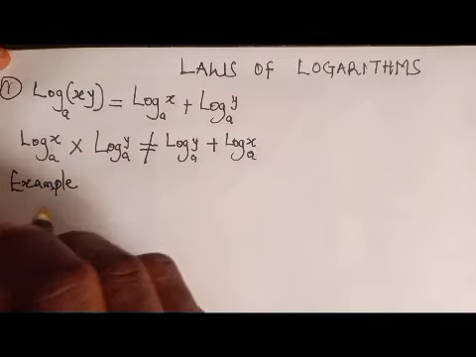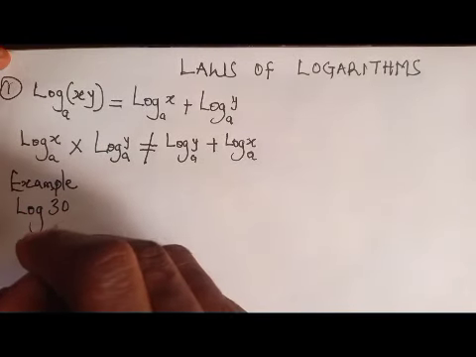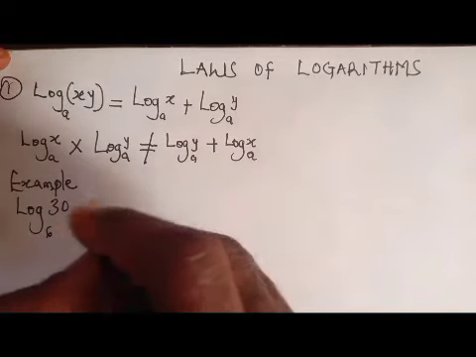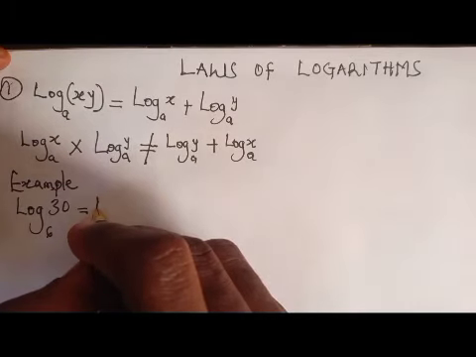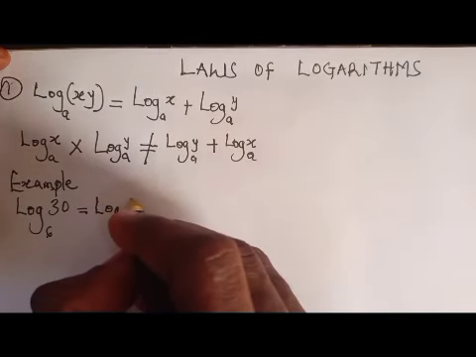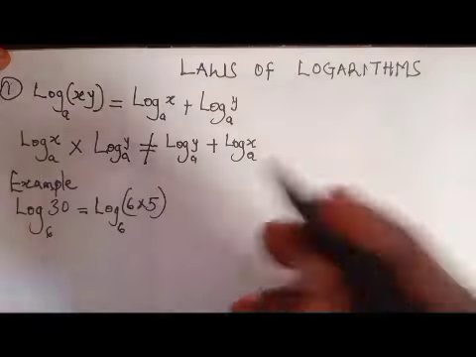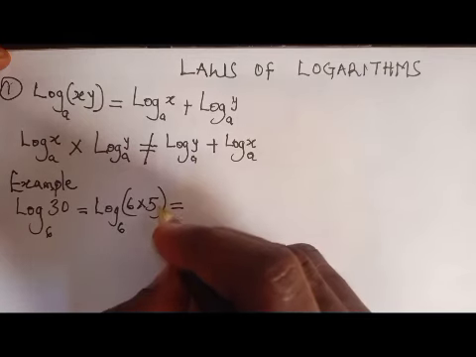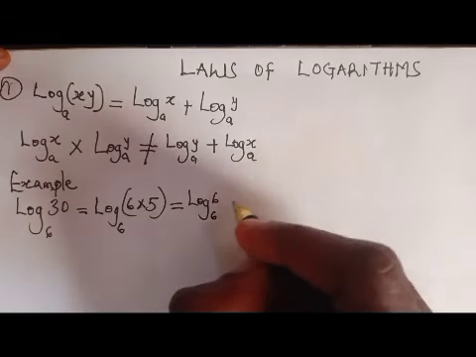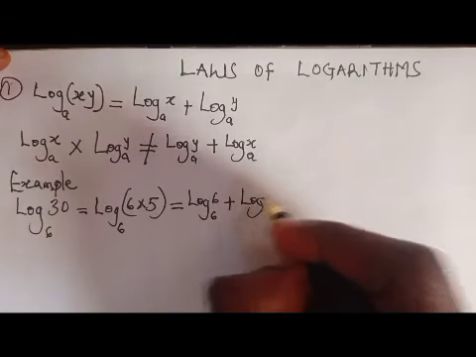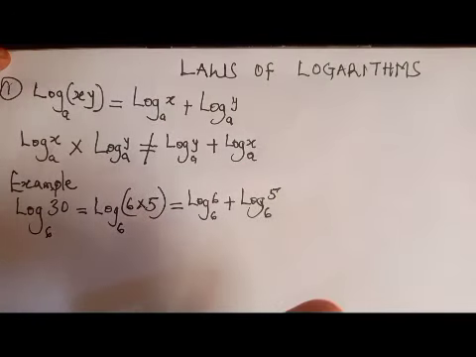You might be given something like this, say log 30 in base 6. Log 30 to the base of 6 can be broken down further into log 6 times 5 in base 6. Yes, so this is now what we break further into log 6 in base 6 plus log 5 in base 6. So I hope this particular law is clear.